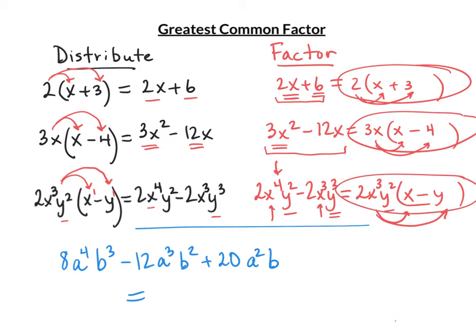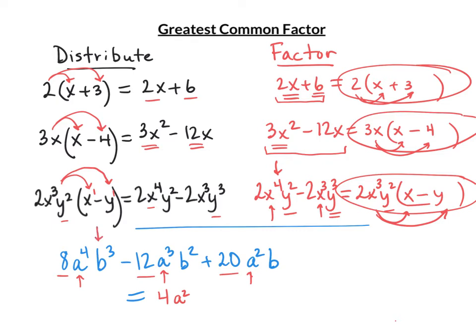If that didn't make a lot of sense, examples I think are what you need to figure this out. Let's look at the one in blue below. 8, 12, and 20, the largest number that divides all three is 4. A to the fourth, a cubed, and a squared. They all have an a. They all have a squared in common. They don't all have a cubed. So a squared is the greatest they have in common.